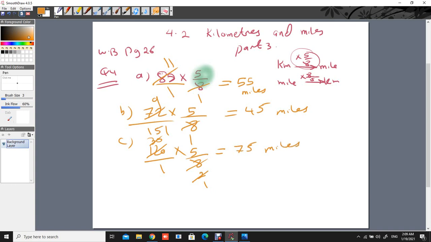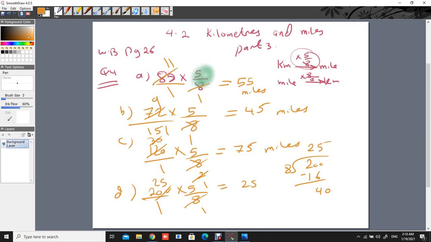Now D, 200 times 5/8, so it's over 1. Now let's say the common factor between 200 and 8 is 8, so 8 by 8 is 1. 200 by 8, let's do it. 2, this is 16. 20 minus 16 is 4, so this is 5, 25, so this is 25. Now 25 times 5 is 125 miles. So this is for question 4.